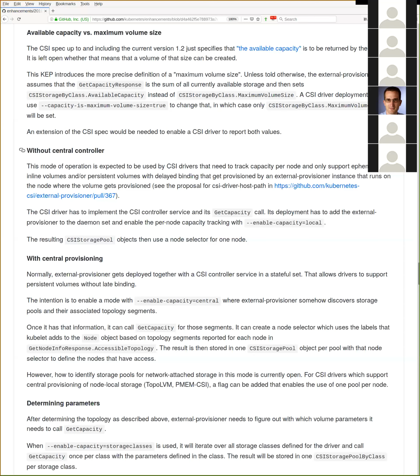No, I think PVC is perfectly fine. It does have all of the information that we need. It has a storage class, it has a size requirement. It is basically the request to provision a volume. So I don't think we need anything else.